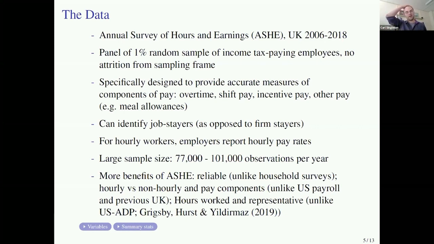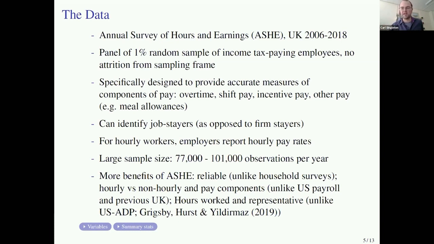The ASH, if you're not aware, is a panel, a 1% random sample approximately, with some non-response in there as well. So it's a random sample-ish of income tax paying employees in the UK. And there's no attrition from the sampling frame of that panel, which is quite useful. And then it's specifically been designed and improved over the years to provide accurate measures of the different components of pay. So we're going to be able to look at the contributions to wage changes and wage flexibility of overtime, shift pay, incentive pay, and even other pay.